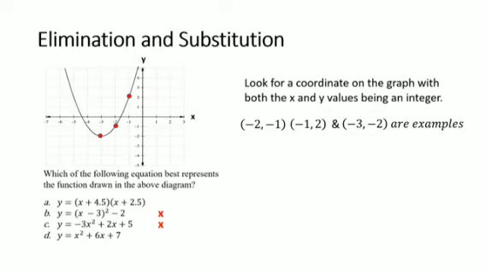Looking at coordinate -2, -1, if I were to substitute that in response A, I will have this. There is no need to work this out if I know that the first bracket results in a positive answer and the second bracket results also in a positive answer. And a positive times a positive is a positive.